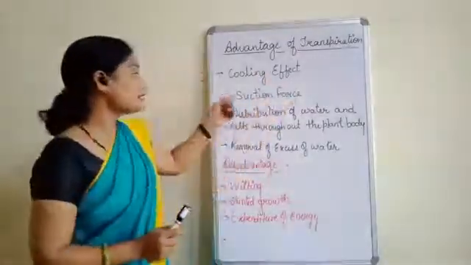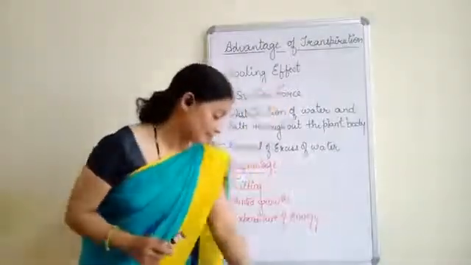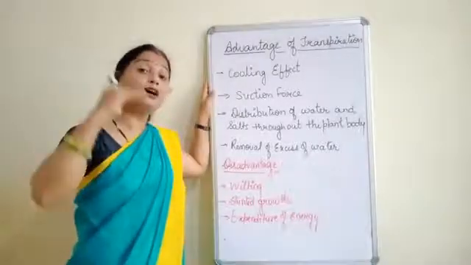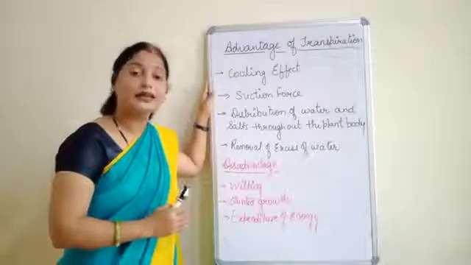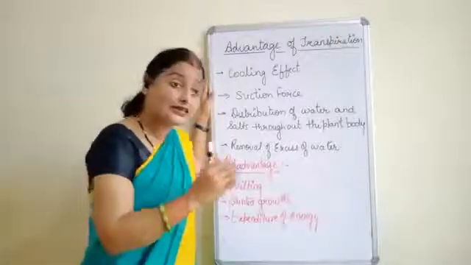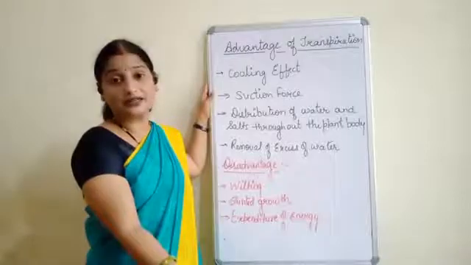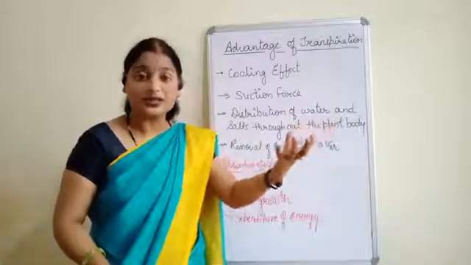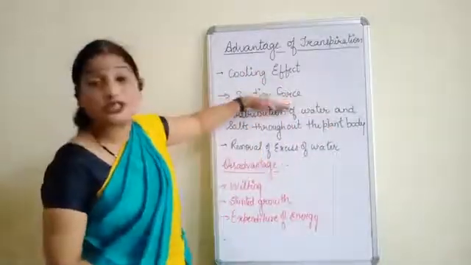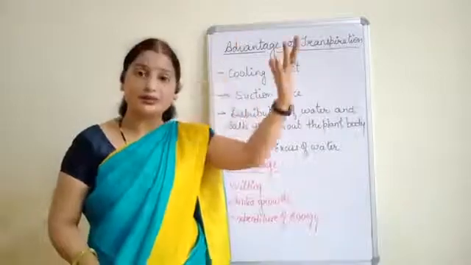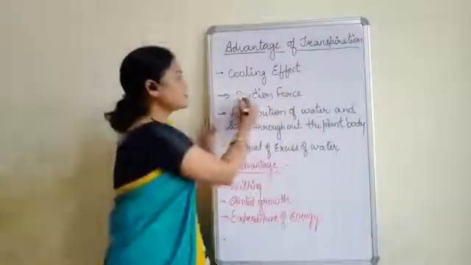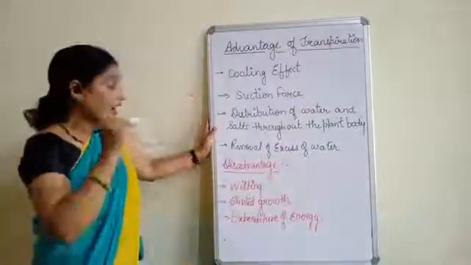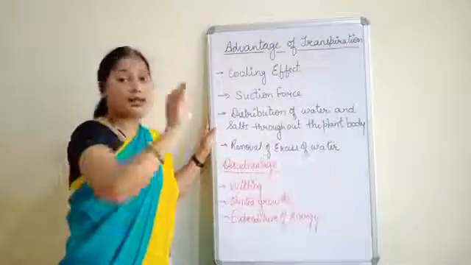The second is suction force. Now see children, as a result of transpiration, when the water gets evaporated from the top of the plant, then a pressure will be generated till the roots of the plant. So, more and more water will be absorbed by the roots, and because of the transpiration pull, the water will move up, and this is called as suction force. So, because of the suction force, upward movement of the water will occur.